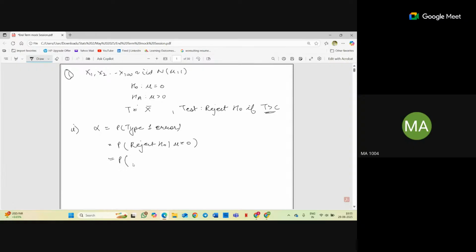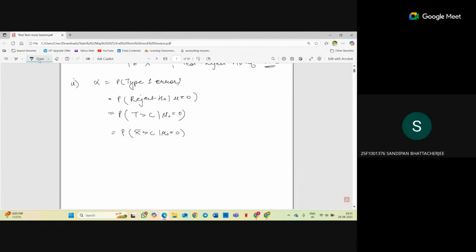So the next step is the probability that T is greater than c given mu equals 0, which is x bar greater than c. Then the next step is to normalize this, or change it into Z form: Z greater than (c minus mu) divided by the standard deviation of x bar, which is sigma by root n.